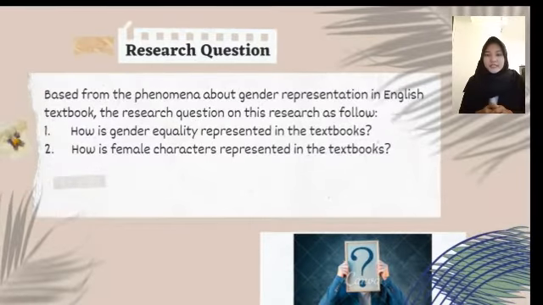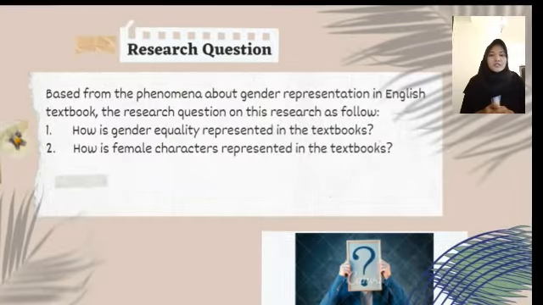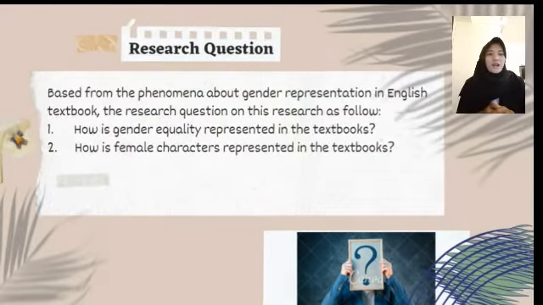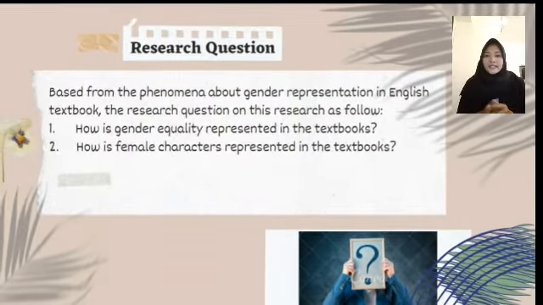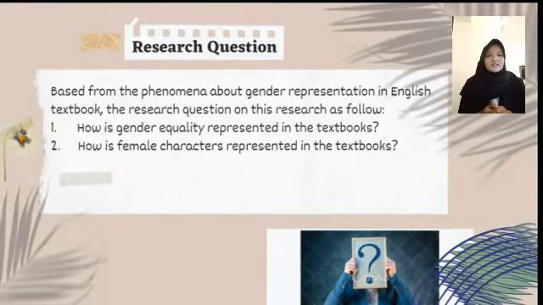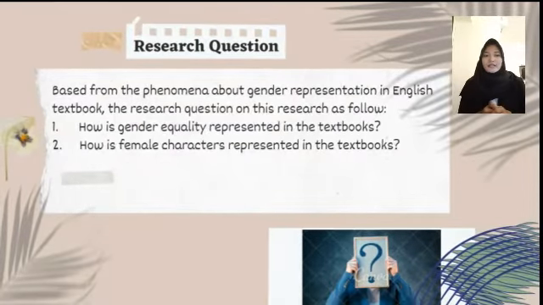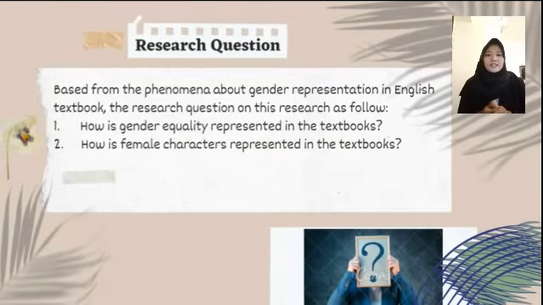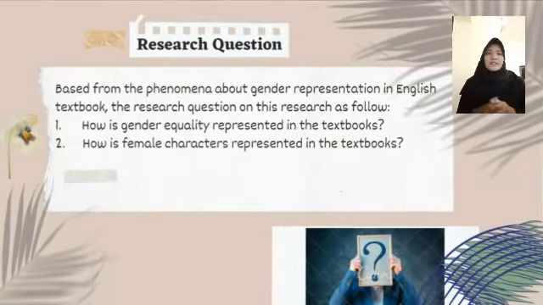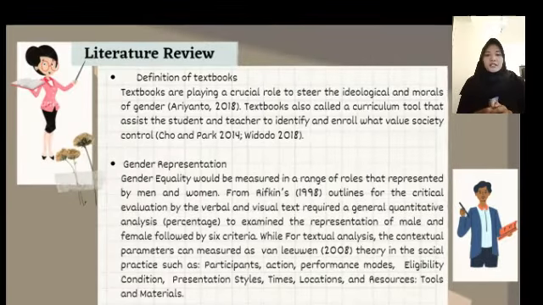This study has two research questions. The first research question is how is gender equality represented in the textbook? And the second research question is how are female characters represented in the textbook? The literature review is about the definition of the textbook and gender representation.